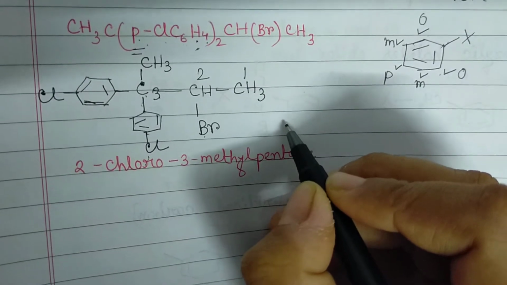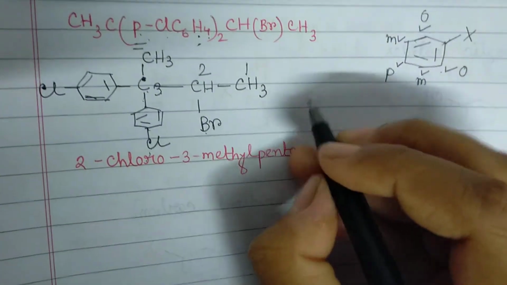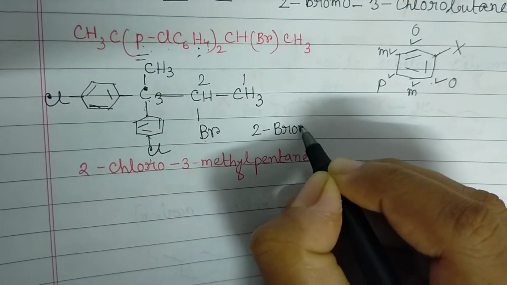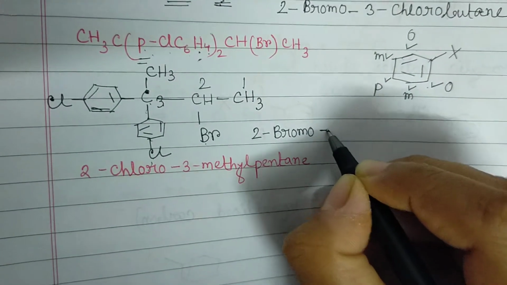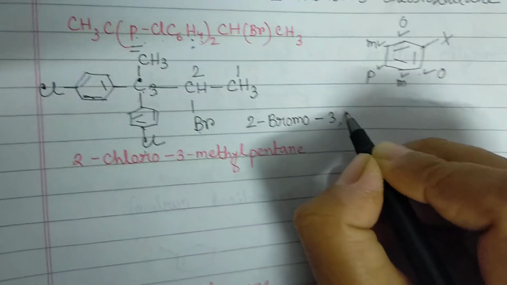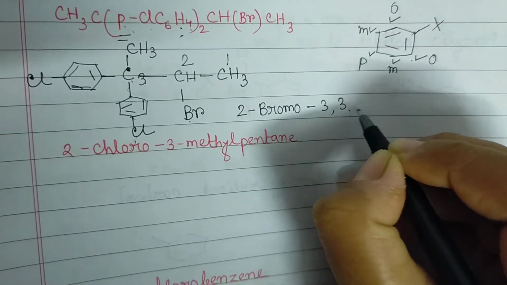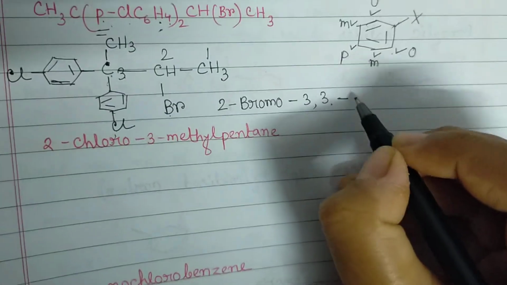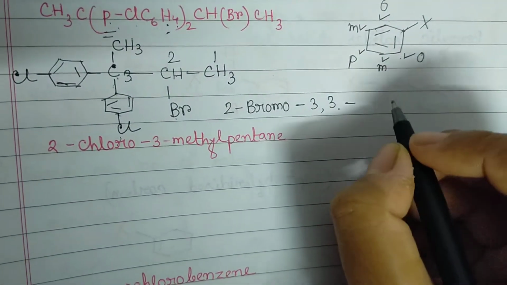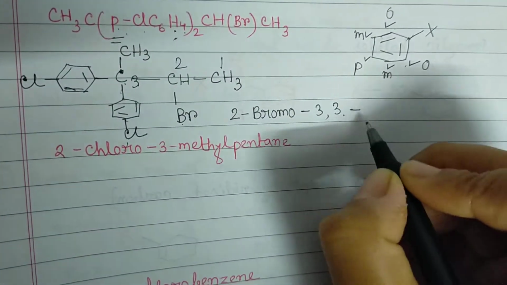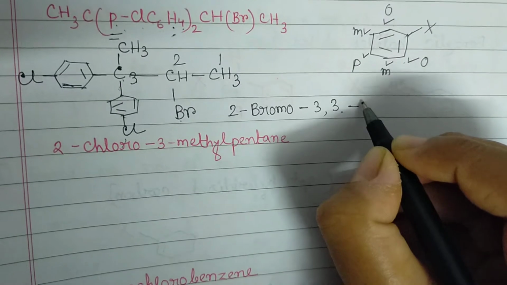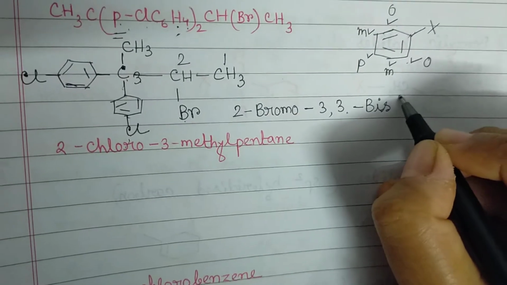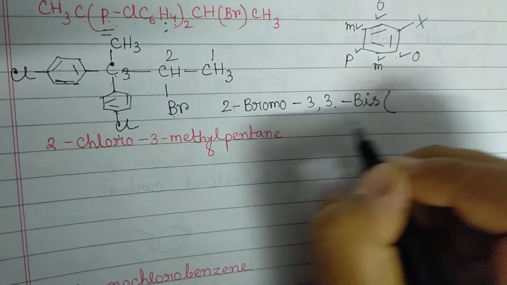So the name will be, at first we have to write down the name of bromine because B comes first alphabetically. So the position of bromine, that means this will be 2-bromo, and after that the position of the bigger groups, that will be 3,3, then hyphen, and since these are 2 and these are bigger groups or ligands which can each have di or tri, so to avoid the di tri confusion, we have to write bis for 2, and then within third bracket we have to write down the name.